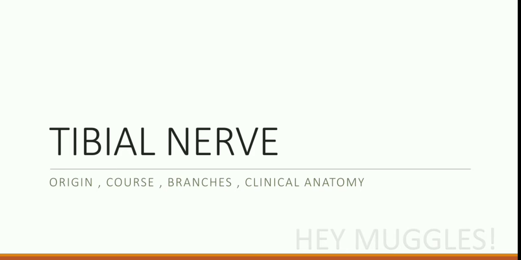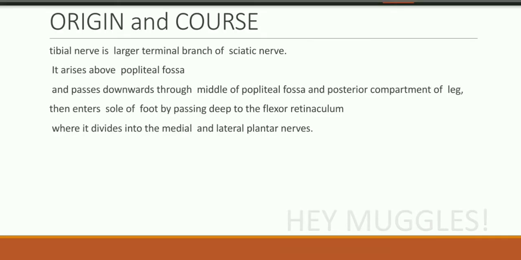So let's start. I have already discussed the sciatic nerve in detail in a previous video. The sciatic nerve is the thickest nerve of the body and it supplies your posterior compartment of the thigh. It terminates by giving two branches, the tibial nerve and the common peroneal nerve. In this video, we are going to discuss the tibial nerve.